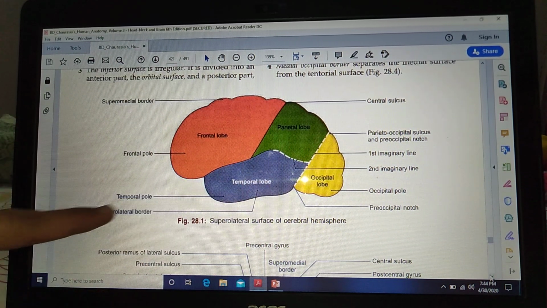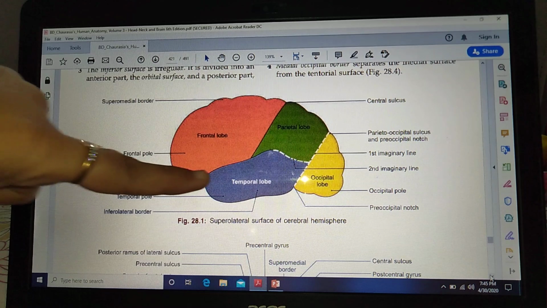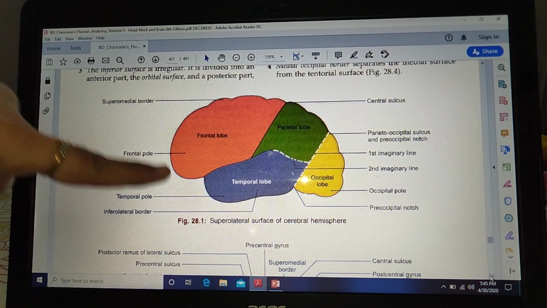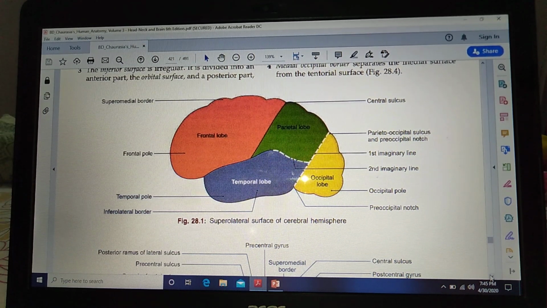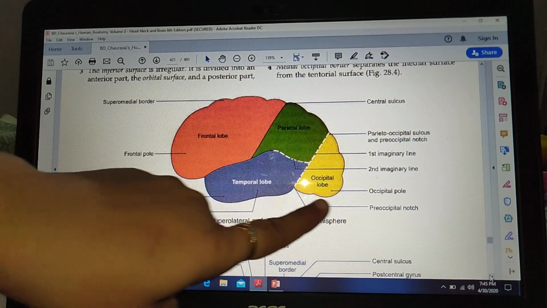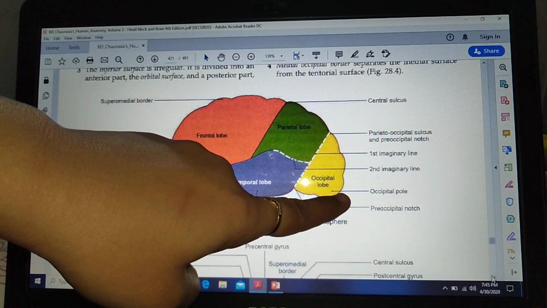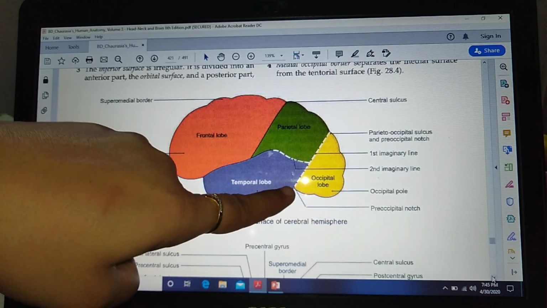So here will be the inferolateral border, right, that you can see. But again, the anterior part of this inferolateral border is called the superciliary border. And there is a depression on the inferolateral border situated about 5 centimeters in front of the occipital pole, which is called the pre-occipital notch, that you can see here, right? This is the pre-occipital notch, 5 centimeters distance from the occipital pole. Okay.